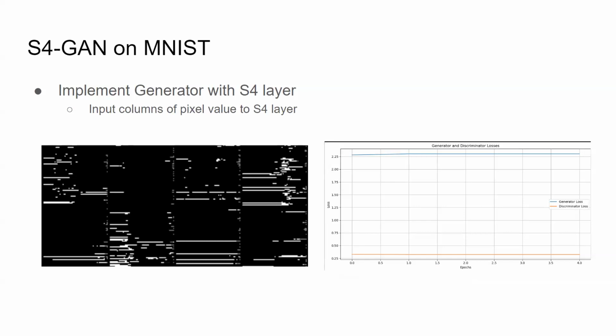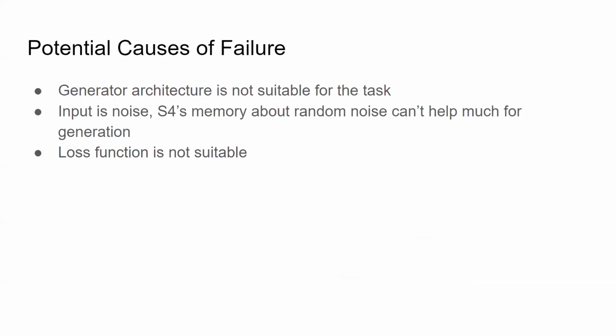And then we try to input columns of pixel values as input to the S4 layers. We hope it can generate meaningful information based on the previous pixel values. But as you can see, it doesn't quite work well either, and the loss remains constant.